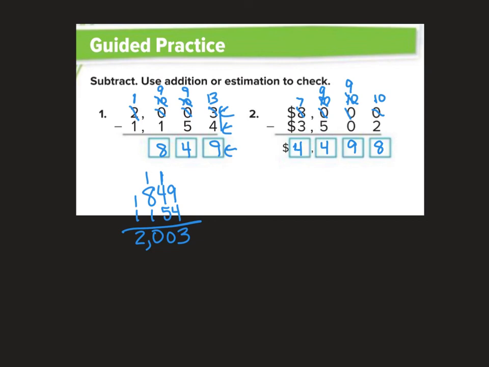4,498. Now this is what I'm going to do for this one just because it sticks out to me a lot. That's 8,000 already. We don't even have to round that one. 3,502 is basically 3,500. Okay, so if I'm subtracting here, 0 minus 0, 0 minus 0. 0 minus 5 can't do it. Need to ungroup. 10 minus 5 is 5. 7 minus 3 is 4. 4,500. And look how close that is to our actual answer.